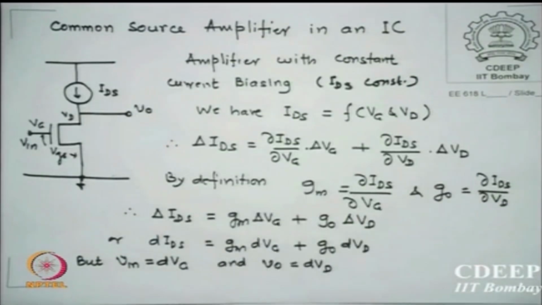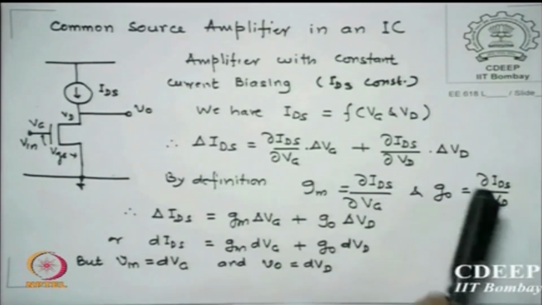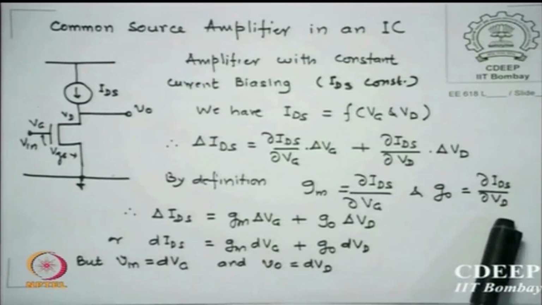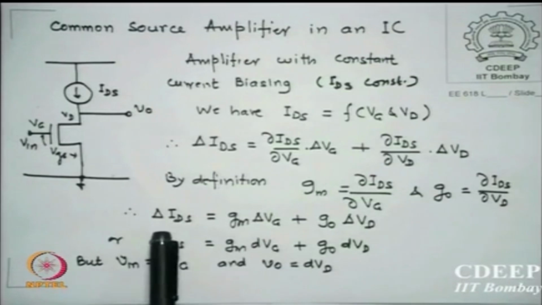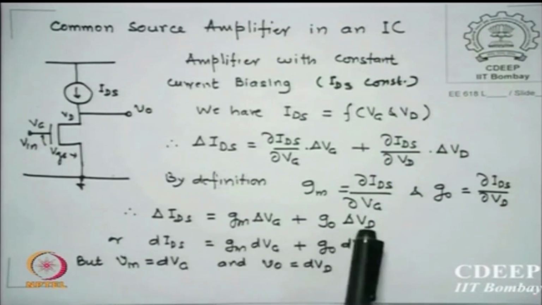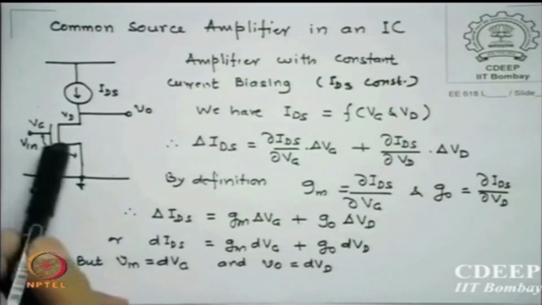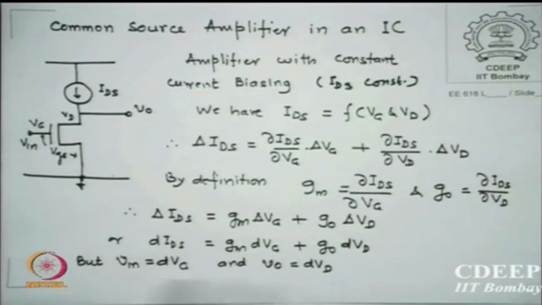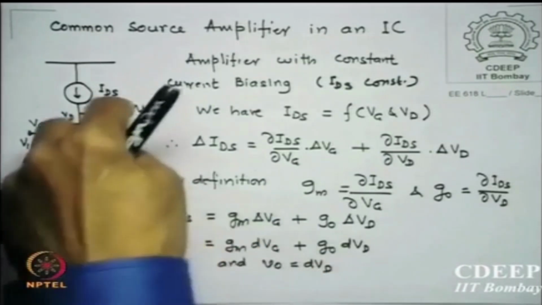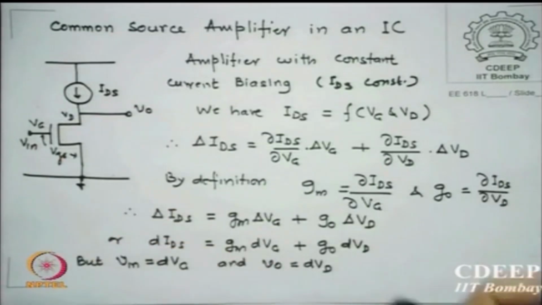We know by definition that the change in drain current with gate voltage is essentially Gm. Change in drain current with drain voltage Vd is essentially G0. So we rewrite delta IDS as Gm delta Vg plus G0 delta Vd. If I convert into differential form, it is dIDS equals Gm dVg plus G0 dVd. In our case, the change in Vg is essentially the input AC signal, so Vin is dVg, and V0 is dVd, which is the output AC signal, nothing but the change in the drain voltage because of the small AC signal applied at the input.